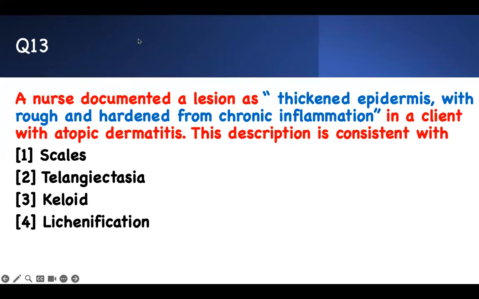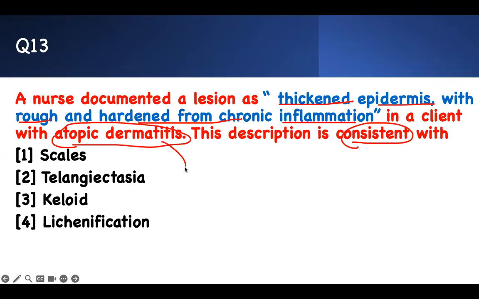Number 13. What do we have? The description is consistent with what? A nurse documented the lesion as what? Pay attention. Thickening of the epidermis, rough and hardened from chronic inflammation, in a client with what? Atopic dermatitis. We already talked about it. We know this is the problem. They itch all the time and then they scratch their skin. Multiple scratching in the skin.